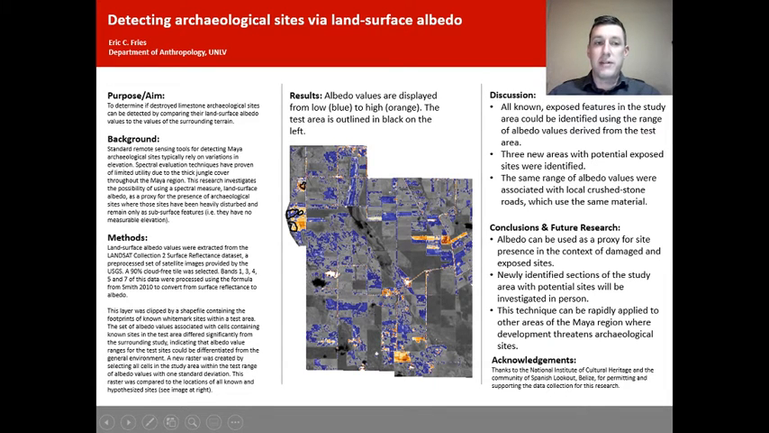So, for the method, what I did was I took land surface albedo values by starting with what's called the Landsat Collection 2 Surface Reflectance Dataset. This is a pre-processed set of satellite images provided by the United States Geological Survey. They're pre-processed because the actual measure of land surface reflectance relies on some complicated math that's a little bit out of my range, based on raw data. But fortunately, this pre-processed data set exists.